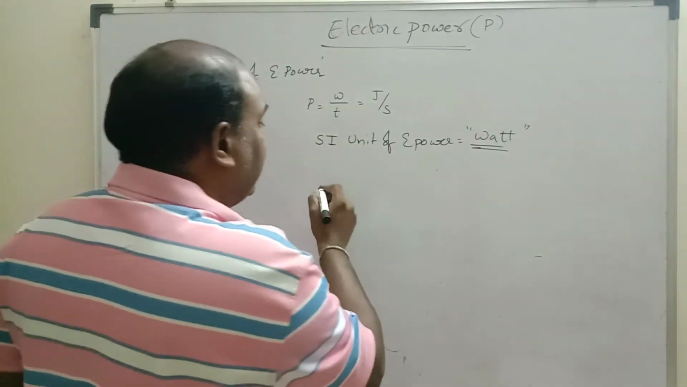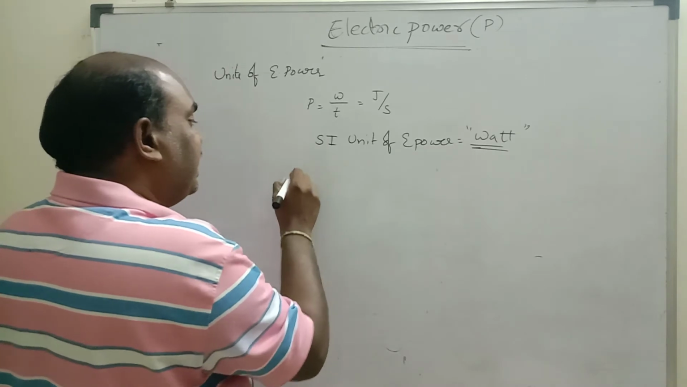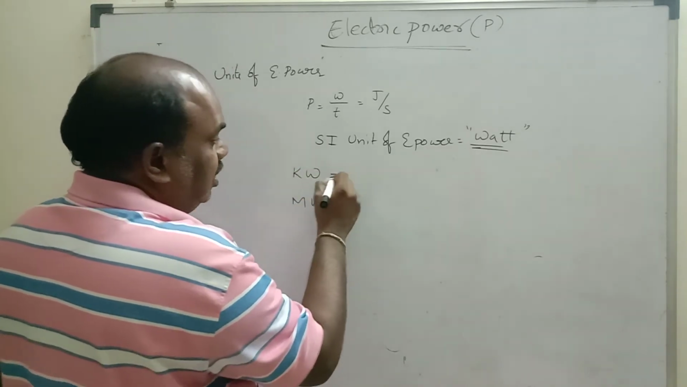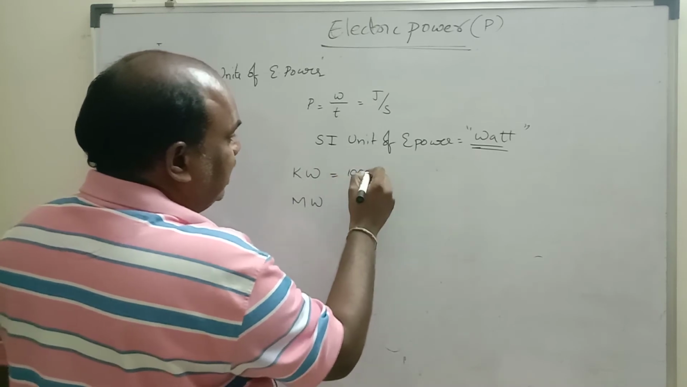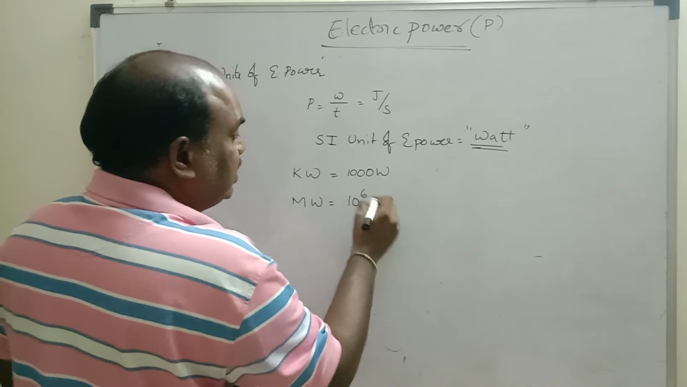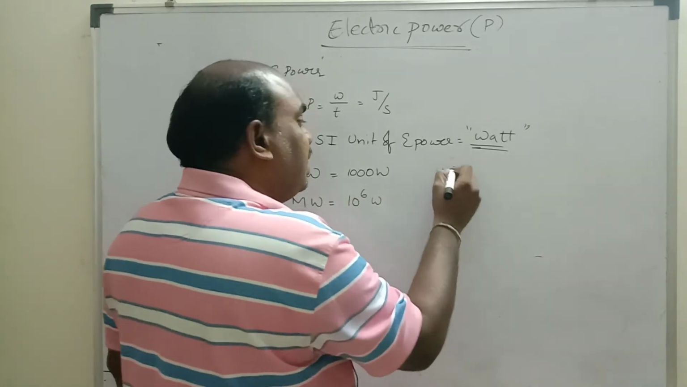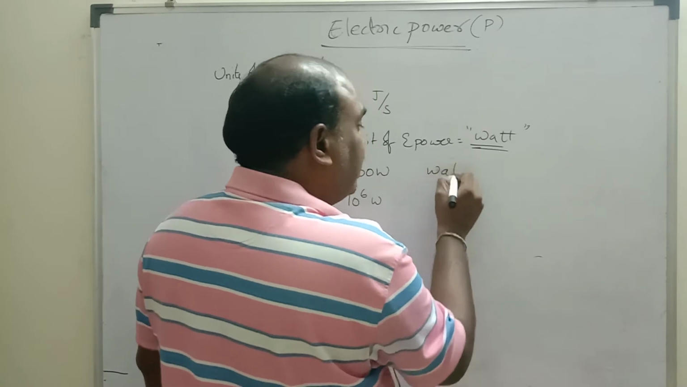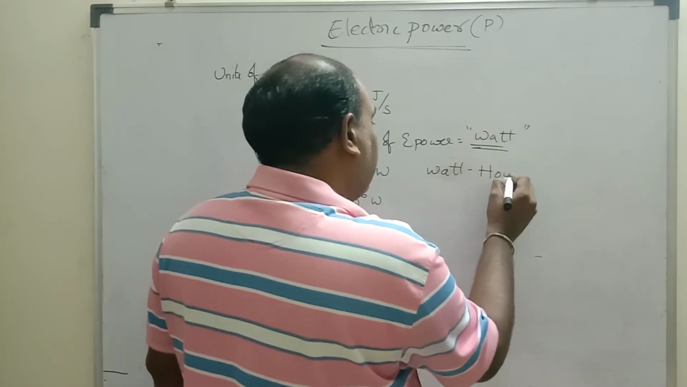Generally, in household consumption, power is measured in kilowatts. In industries, it is measured in megawatts. Kilowatt means 1000 watts. Megawatt means 10 power 6 watt. What is meant by watt hour? I will write the full sentence. Watt hour. What is meant by watt hour?